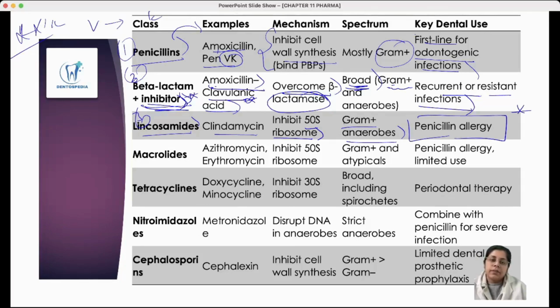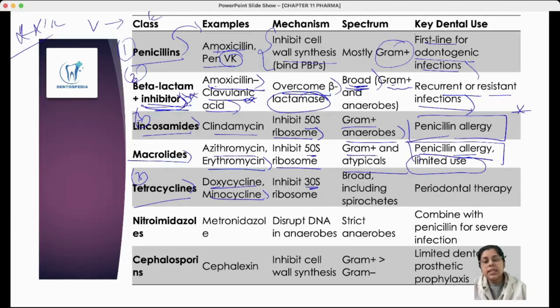And now the next type is macrolides, like erythromycin. It inhibits the 50S ribosome, same thing, but it has a broad spectrum, covering gram positive and atypical bacteria. It is also used for penicillin allergy, but because the antibiotic has many side effects, it has limited use.